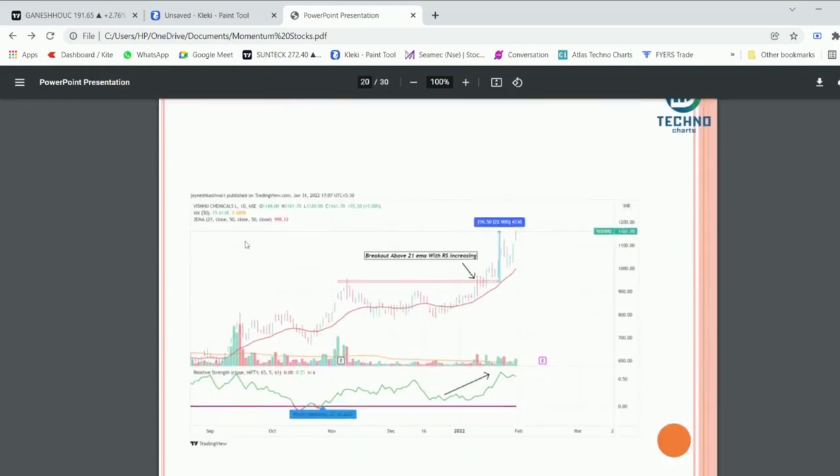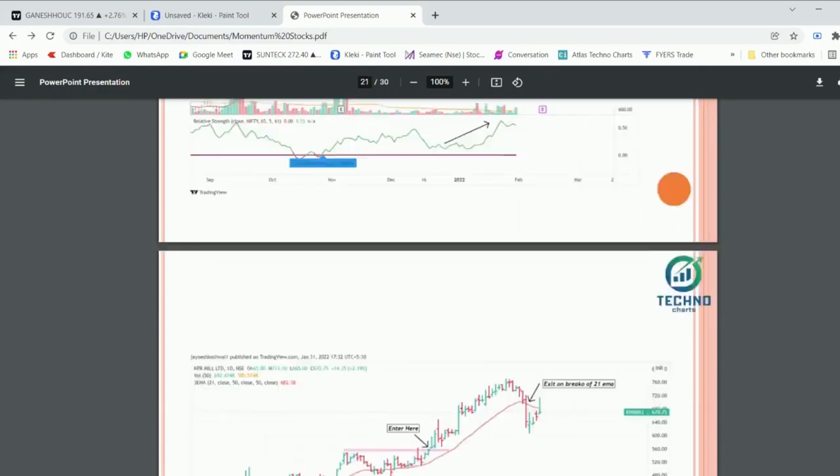For example, in case of Vishnu Chemicals, you entered the stock on the 52-week high breakout above the 21 EMA, and as the RS was also increasing, now you keep holding the stock unless and until the 21 EMA is going to break down. Okay, so this was a trade where you captured around 22 to 23% in a shorter period of time.